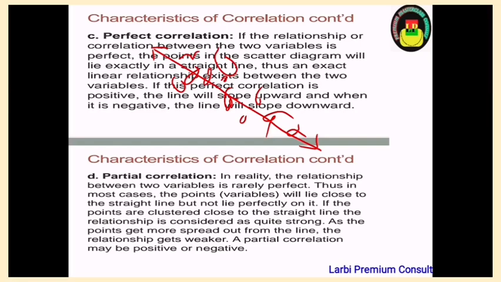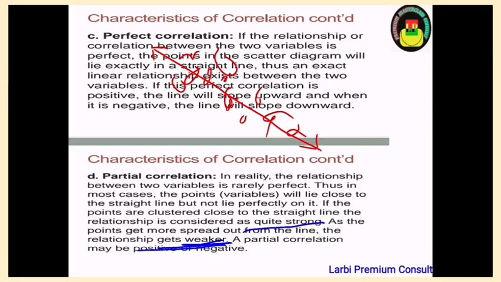If points are clustered close to a straight line, the relationship is considered to be quite strong. As the points get more spread out from the line, the relationship gets weaker. This is what we are saying. Gets weaker, the line I'm trying to indicate. But if they get close to it, then it becomes quite strong. So a partial correlation can be positive or negative, as I was saying.